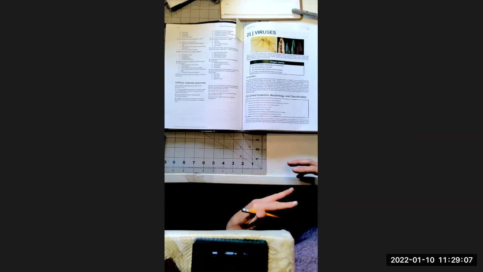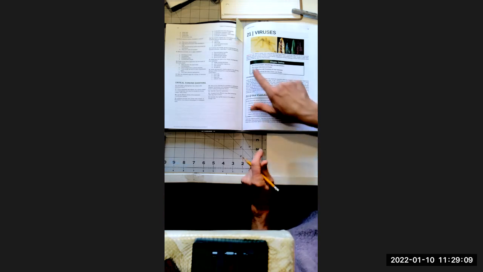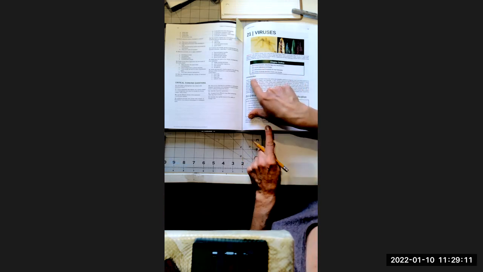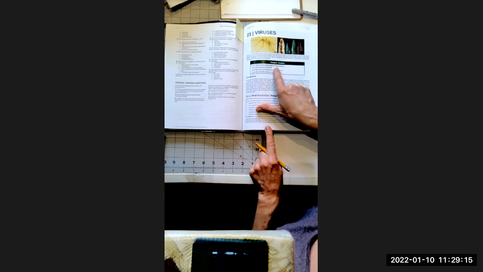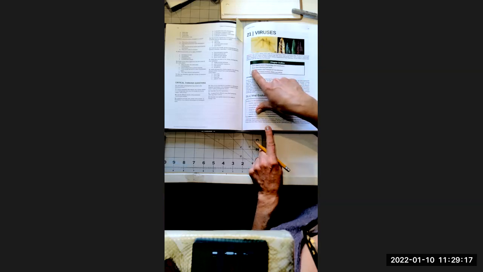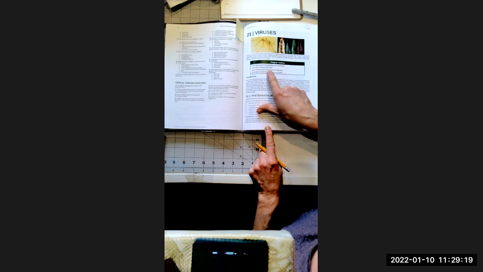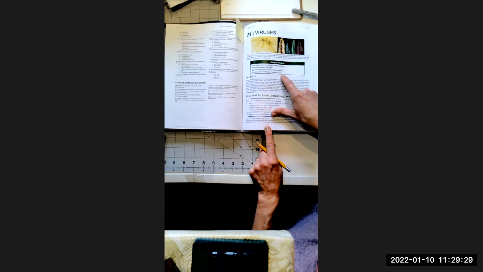All right, so here's the chapter that's assigned. The chapter outline has 4 sections. The first one's on viral evolution, morphology, and classification. The second section is on virus infections and hosts. The third, prevention and treatment of viral infections. And then 21.4, the fourth section, other acellular entities, prions, and virions.